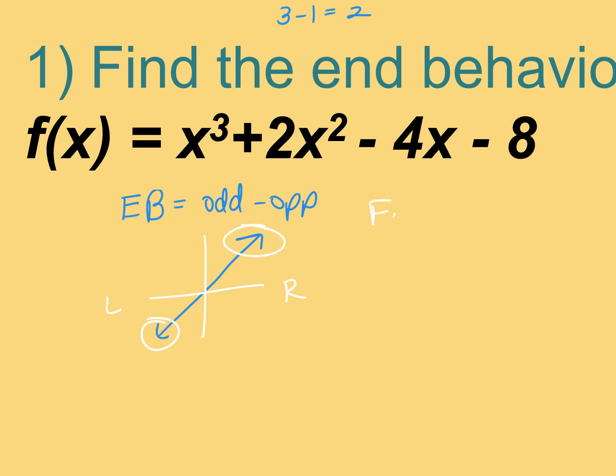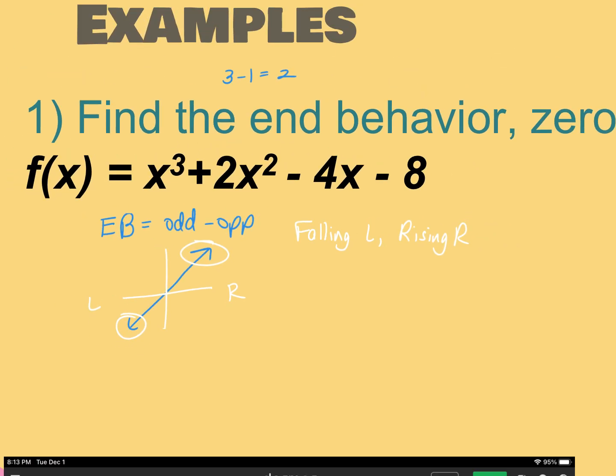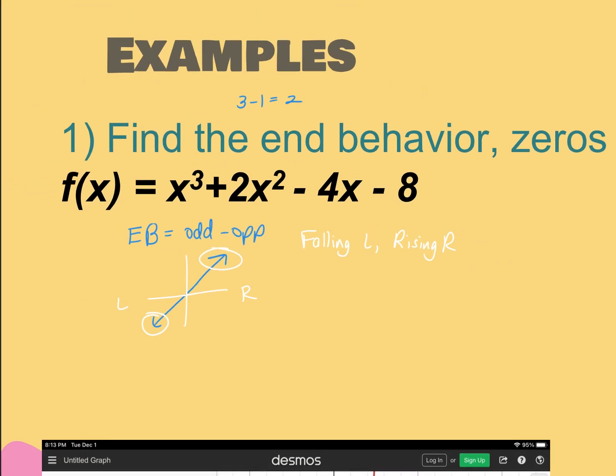It's falling where? On the left and rising on the right. Perfect. So now I know when I go to graph it, on the left-hand side, it's starting from negative infinity. On the right-hand side, it's ending at positive infinity. Does that make sense? So you gotta have an idea.